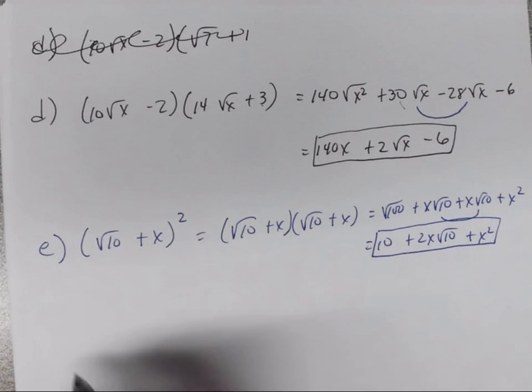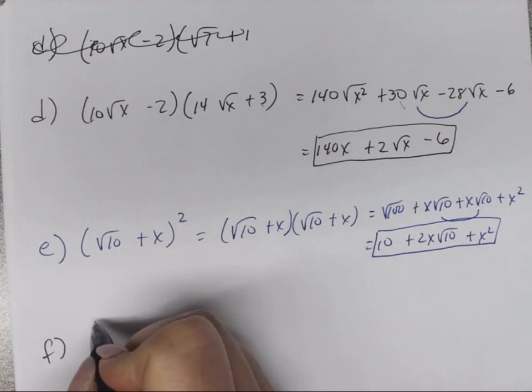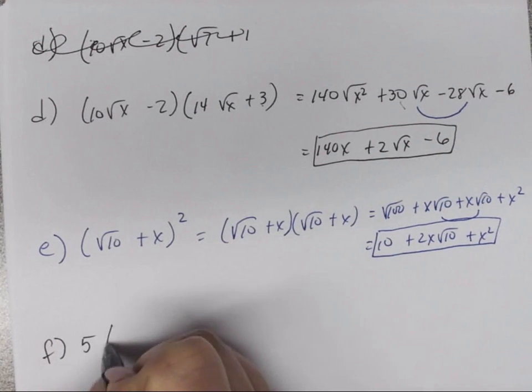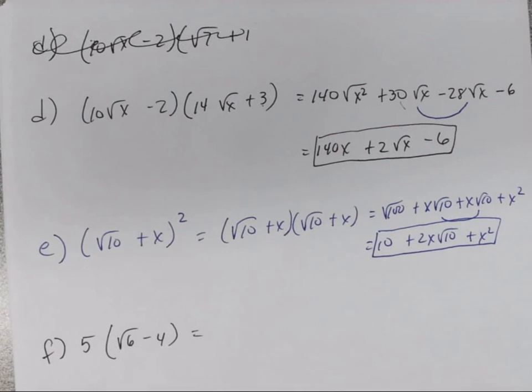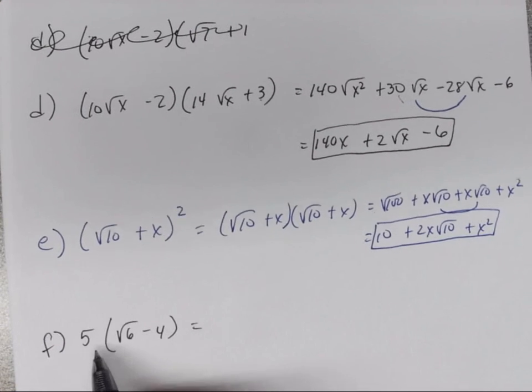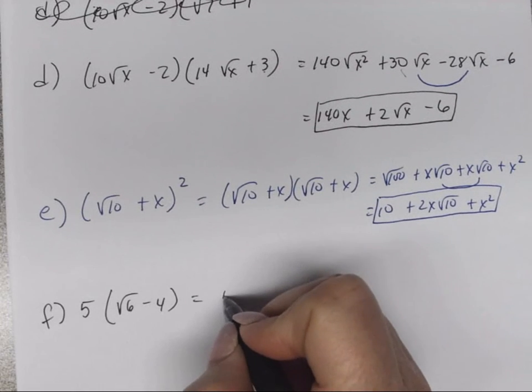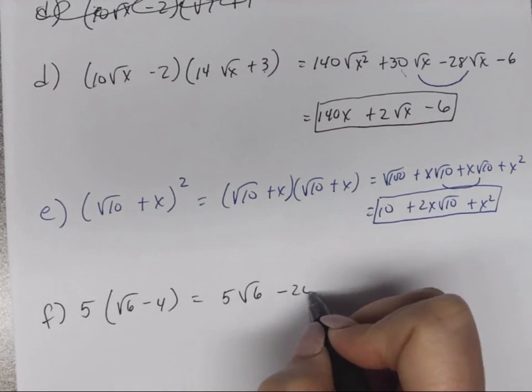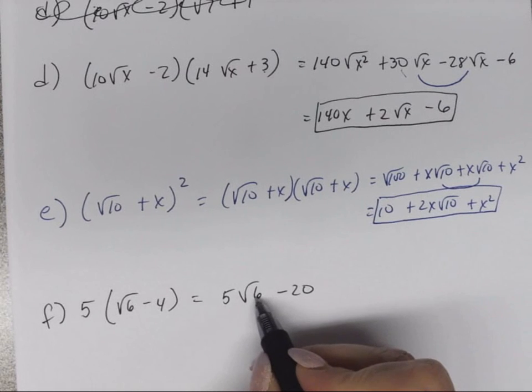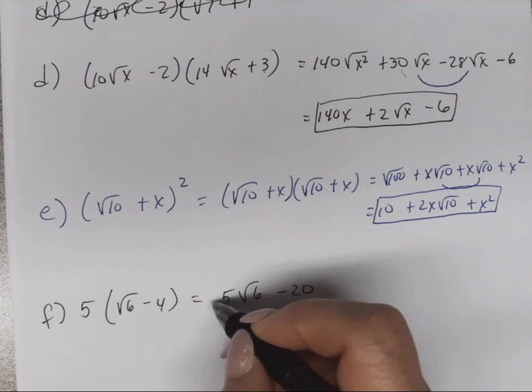And we have one more problem. We have 5 times the square root of 6 minus 4. So again, we're just distributing. So 5 times the square root of 6 would be 5 square roots of 6. 5 times negative 4 would be minus 20. Square root of 6 is only 2 times 3, so that won't reduce. So this would be your final answer.